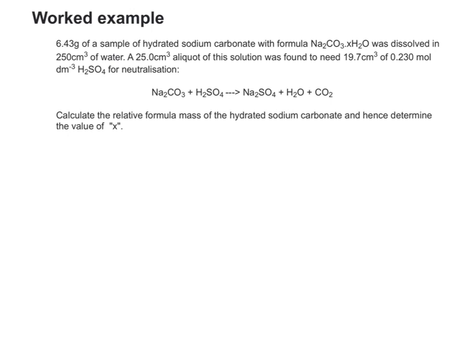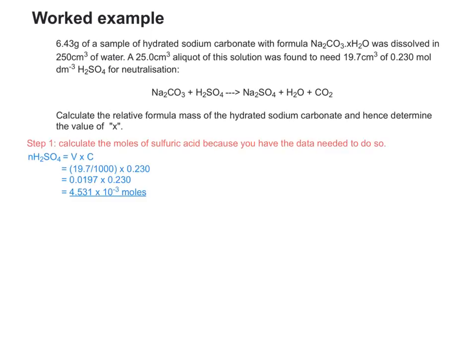So therefore we can use n equals V times C. Let's start off with that. I've divided 19.7 centimetres cubed by 1,000 to convert to decimetres cubed, then multiplied it by 0.230, which is my concentration, which gives me 4.531 times 10 to the minus 3 moles. Notice I've underlined the final answer in that step, so the examiner knows exactly which bit to look at and which bit to credit. The little n before H2SO4 just stands for the number of moles of H2SO4. It's just a common convention that we use.